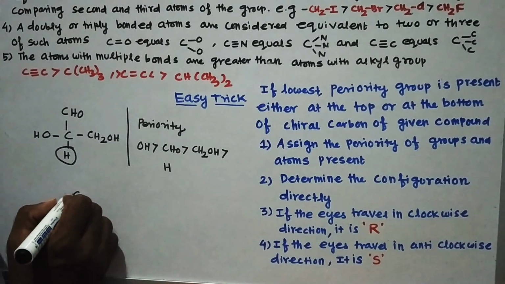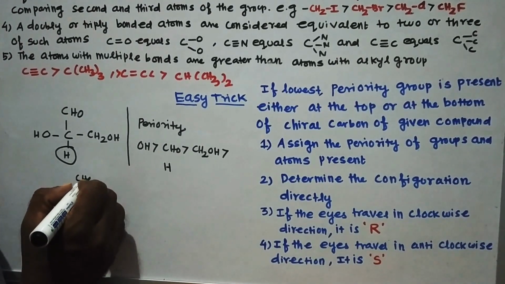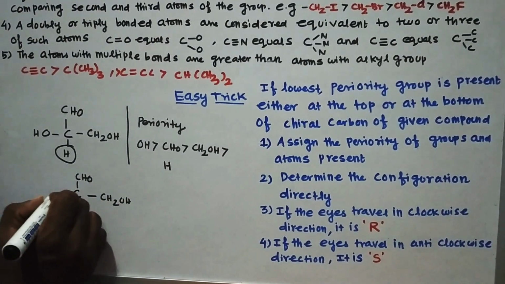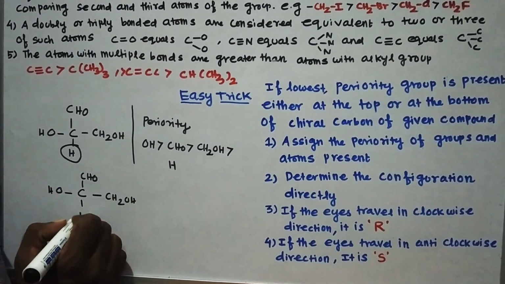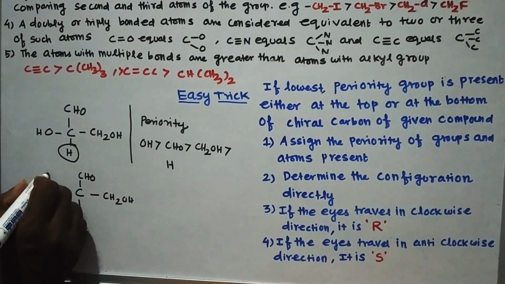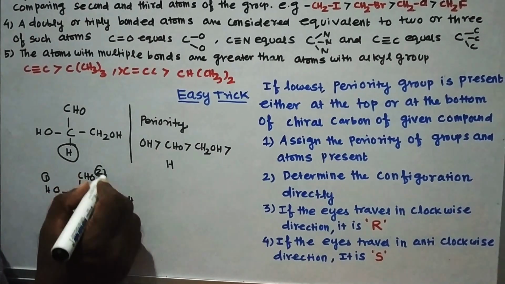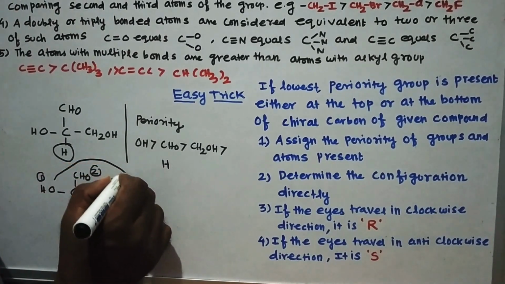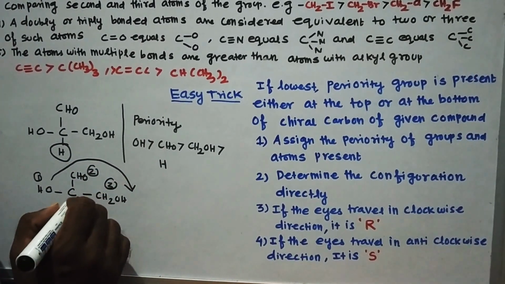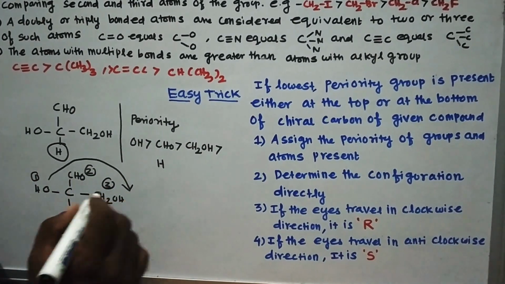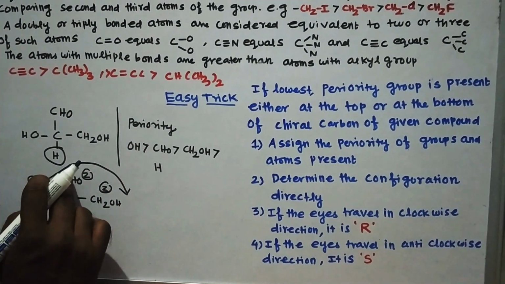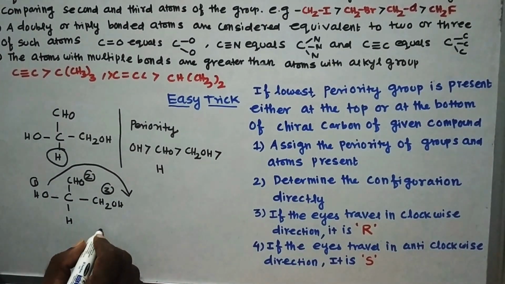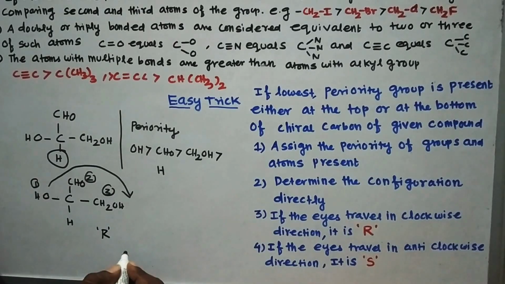Therefore, it becomes C with CHO, CH2OH, OH, and H. This is 1, this is 2, and this is 3. Then the eyes travel in the clockwise direction, because OH goes to CHO, CHO goes to CH2OH. Therefore, it is the R configuration.